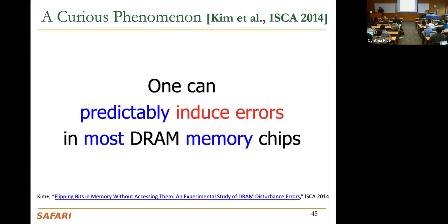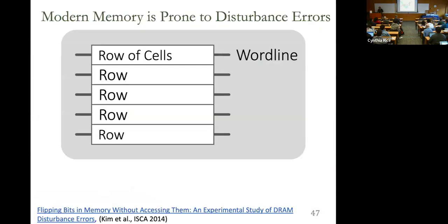But basically, together with Intel, we've shown that you can induce errors in most DRAM chips predictably. You keep hammering a row, accessing a row repeatedly, and this leads to errors. So clearly, it should not happen, right? And these predictable errors lead to safety problems and security problems. I'm going to briefly mention what it is, but I'm not going to go into a lot of detail.